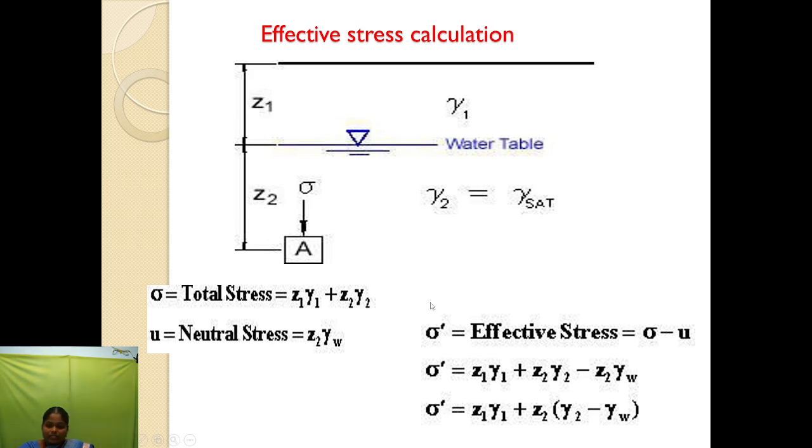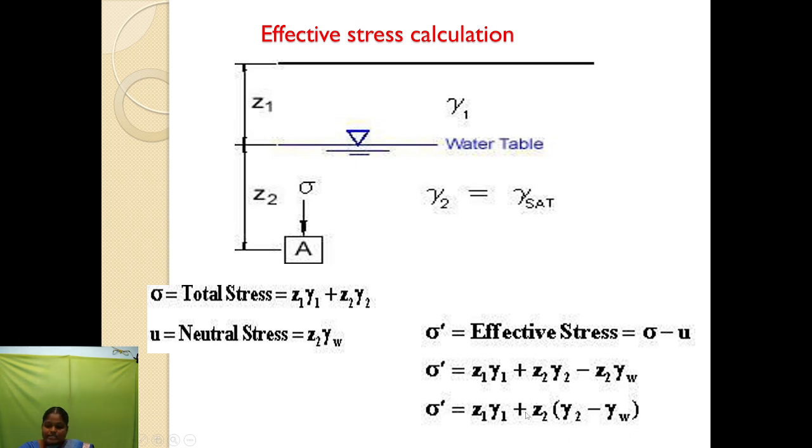The third one is the effective stress. You already know the formula: sigma dash equals sigma minus u, the total stress minus the pore water pressure. So it is the difference between the total stress and the neutral stress. So sigma dash equals Z1 into gamma 1 plus Z2 into gamma 2, minus the neutral pore pressure, Z2 into the unit weight of water. So sigma dash equals Z1 gamma 1 plus Z2 times (gamma 2 minus gamma w).